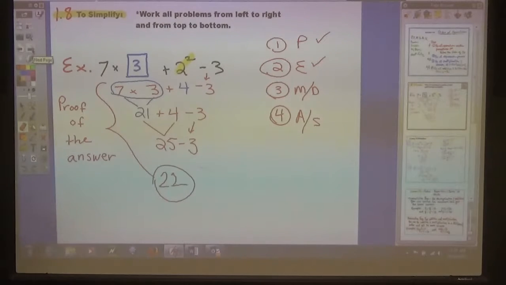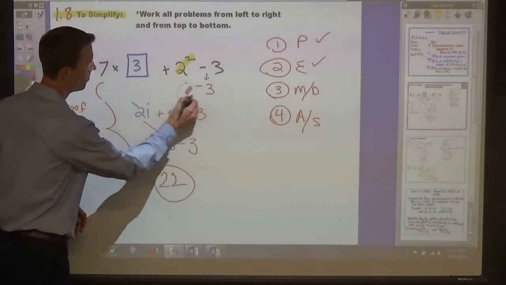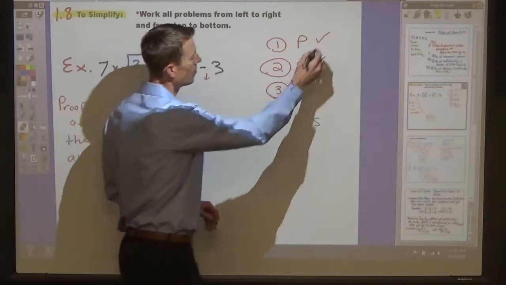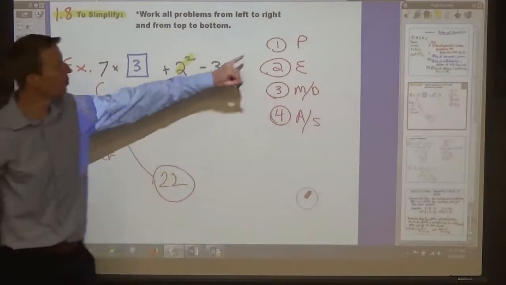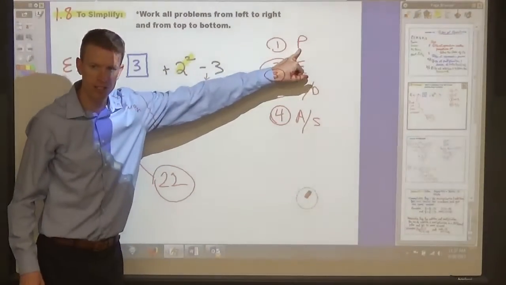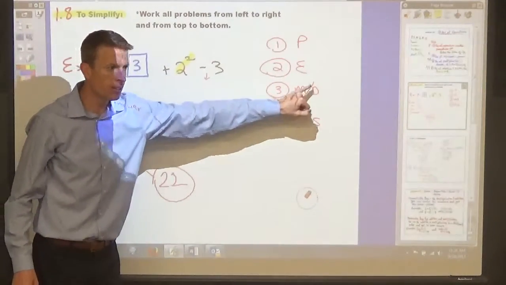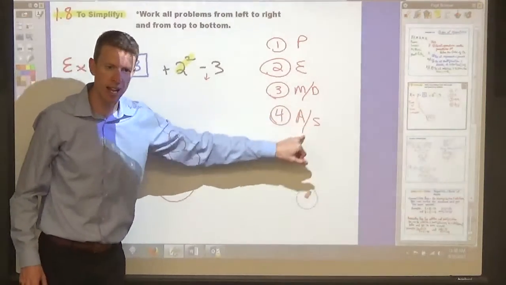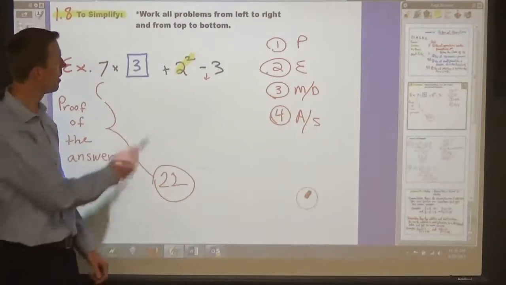Let's look at some examples. Look at this example. So, what you're going to do when you are working on these today is I want you to write this: 1 P, that stands for parentheses, 2 E, 3 M/D, and 4 A/S. Okay? Then you'll be given a problem like this one.